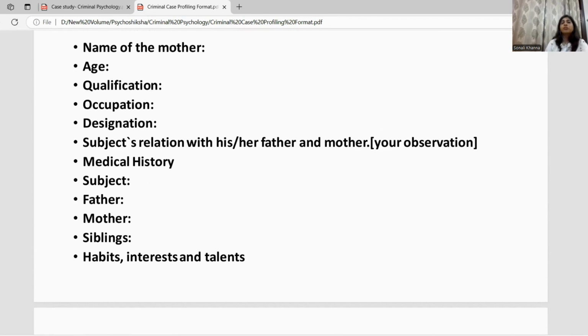Medical history, if there's any medical history, you have to talk about it. So medical history will cover the subject's medical history, mother's medical history, father's medical history, and siblings' medical history.